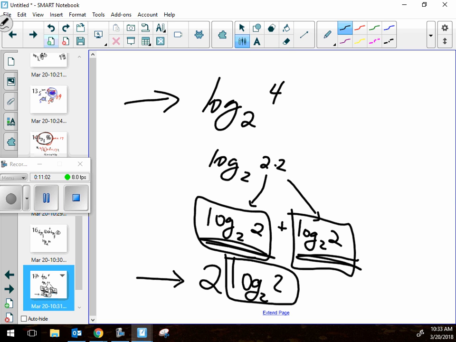Okay, and then I have another one. Couldn't I break log base 2 of 4 into log base 2 of 2 squared? And then, this is something you've never been told, but maybe you can figure out, where can that 2 go? To the front.